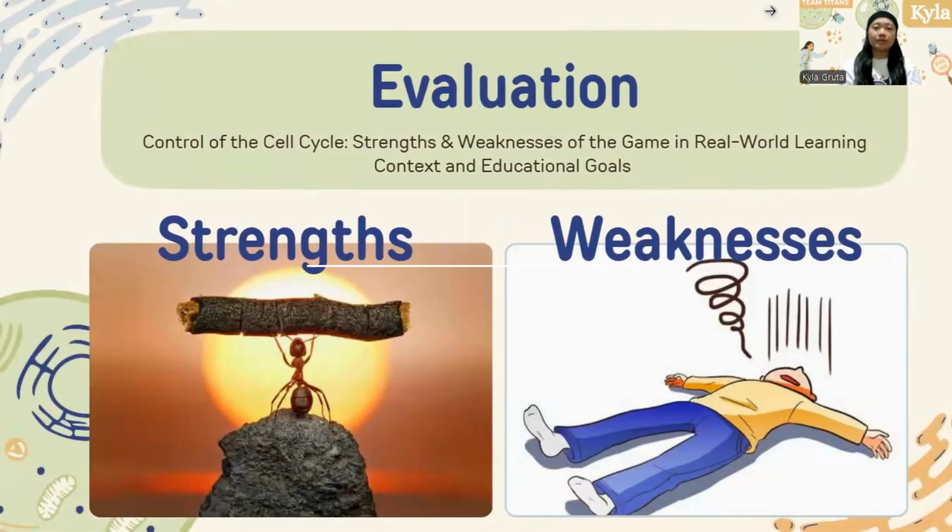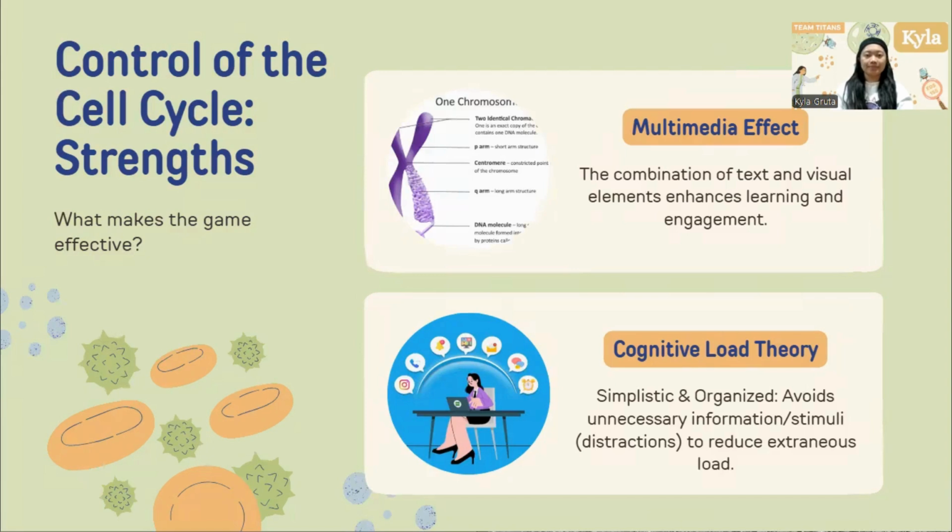Moving on to evaluation. So in this part, we'll tackle the strengths and weaknesses of the game in its real-life application and in achieving its educational goals. Our chosen game, Control of the Cell Cycle, has various essential components that enhance its quality, which are integral to achieving the game's educational goals. First of all, the most remarkable component of the game is its simplistic yet engaging structure.